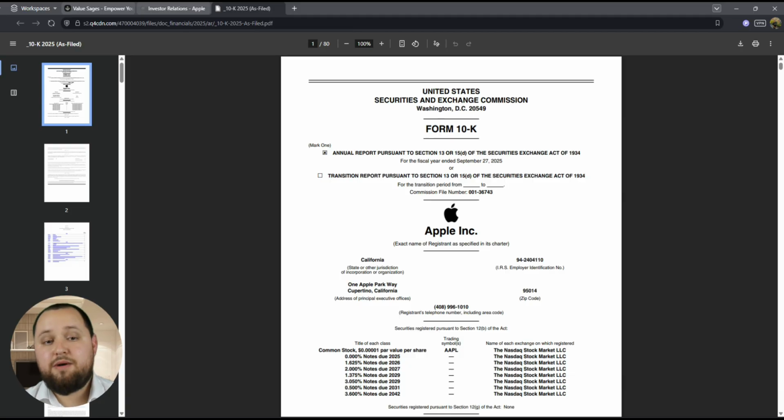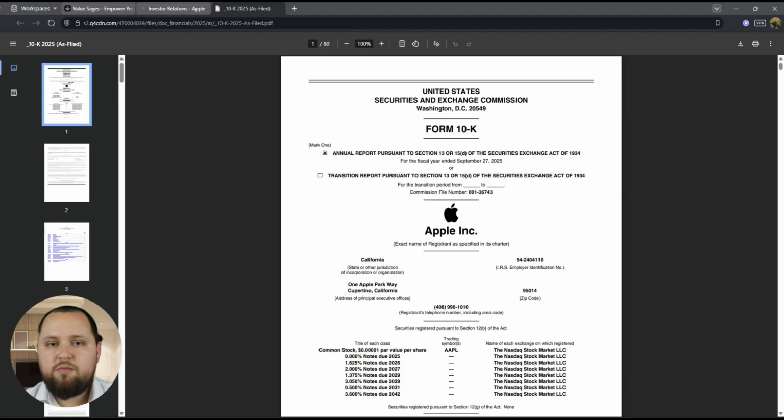10K is a mandatory annual report that every publicly traded US company must file with the Securities and Exchange Commission within 60 to 90 days after the end of its fiscal year. It's the company's official, legally binding annual report. All publicly traded companies worldwide publish annual reports, but only those listed in the US call it 10K. Non-US companies might have different ways to call it. While the format differs slightly, it provides largely the same core information.